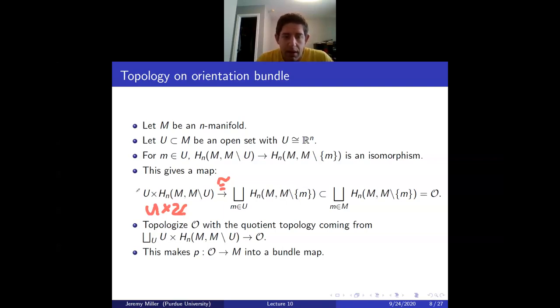But how can you topologize the thing that I just underlined in blue, with a topology that isn't the discrete topology?